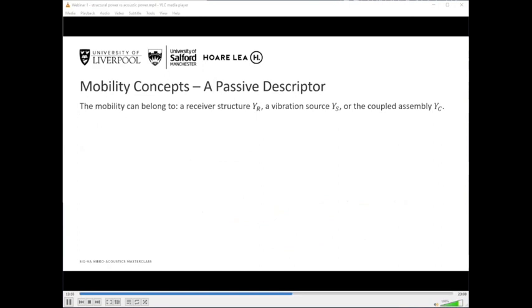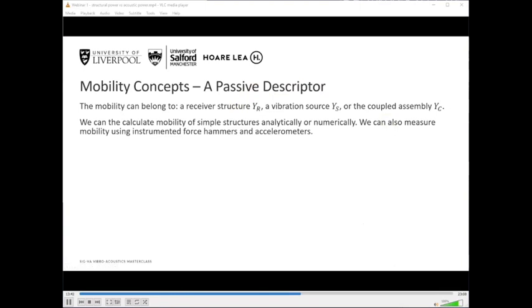So it's important to note that a mobility can belong to different structural elements. For example, you can have the mobility of a receiver structure, you can have the mobility of a vibration source, or perhaps the mobility of the coupled assembly, where the source and the receiver are physically attached. It's typical to denote the structure to which the mobility belongs using a capitalized subscript, as shown here.